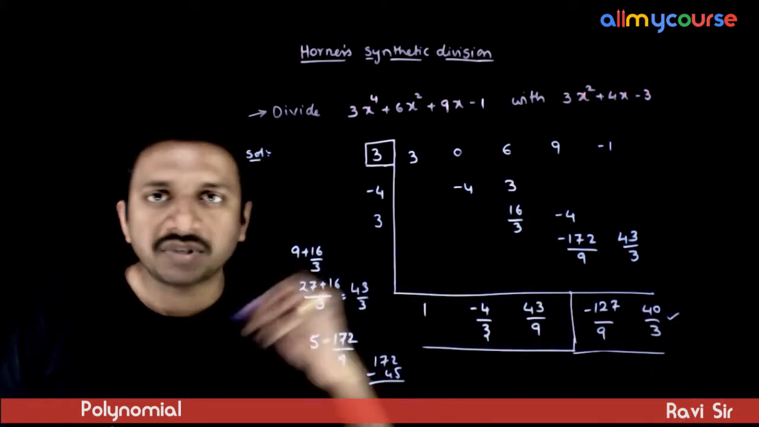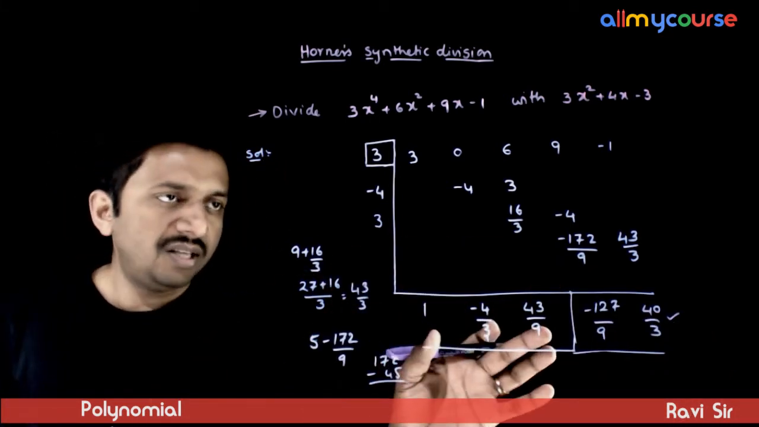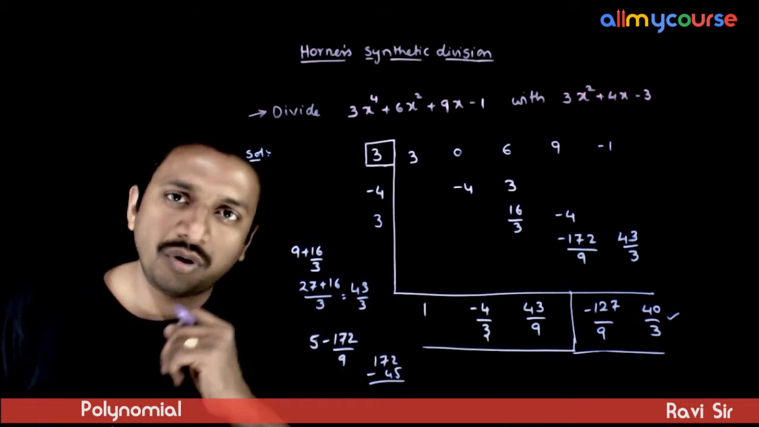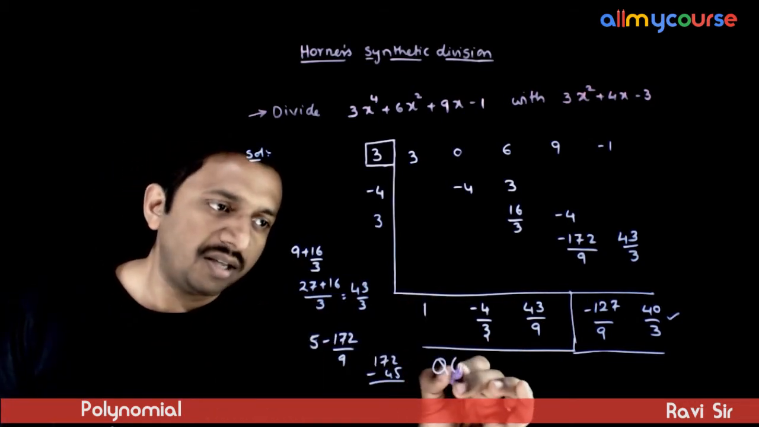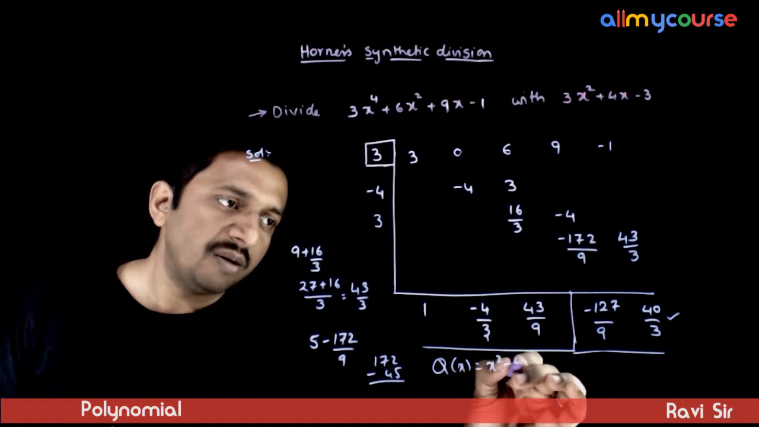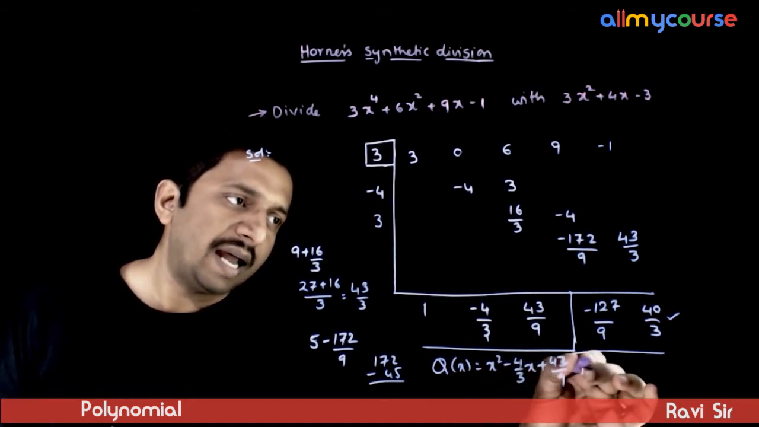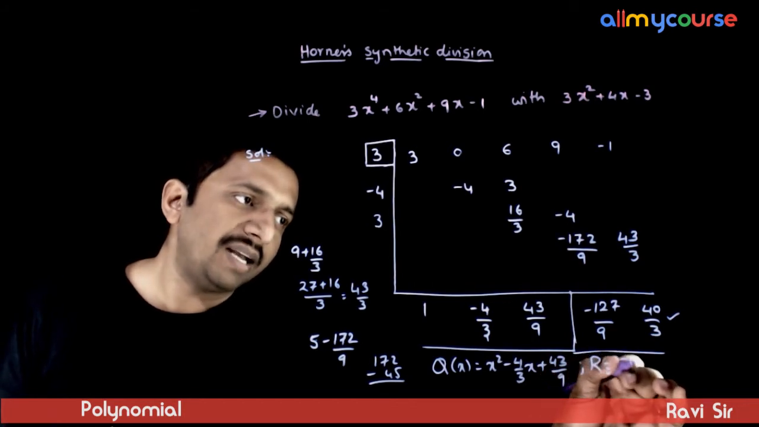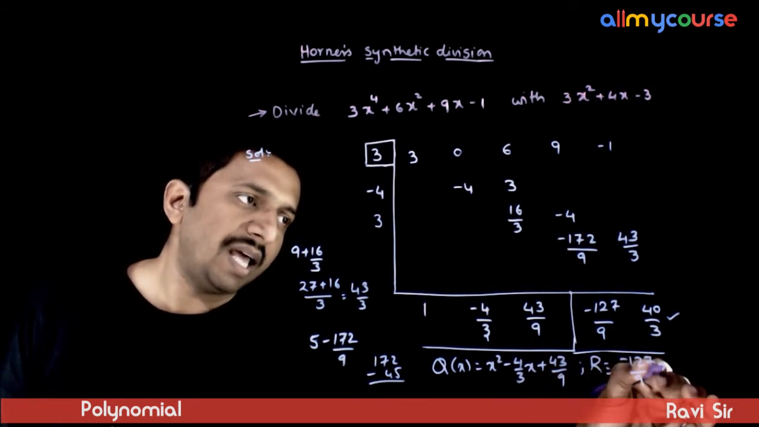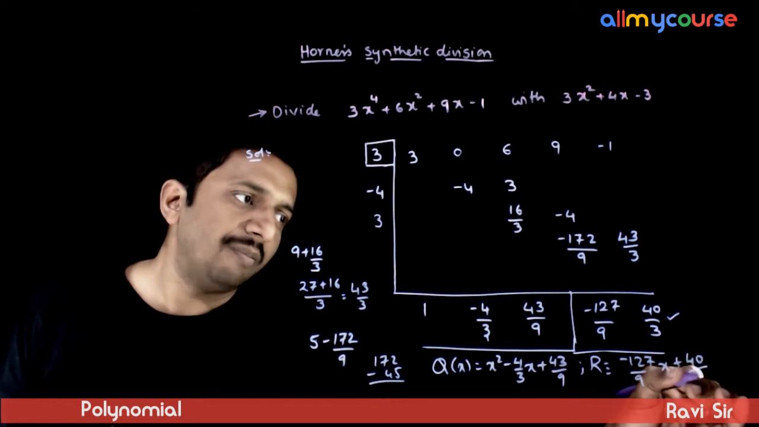So these two terms correspond to the remainder term. These three terms correspond to the quotient. So the quotient is equal to x square minus 4 by 3 x plus 43 by 9. And the remainder is minus 127 by 9 x plus 40 by 3.